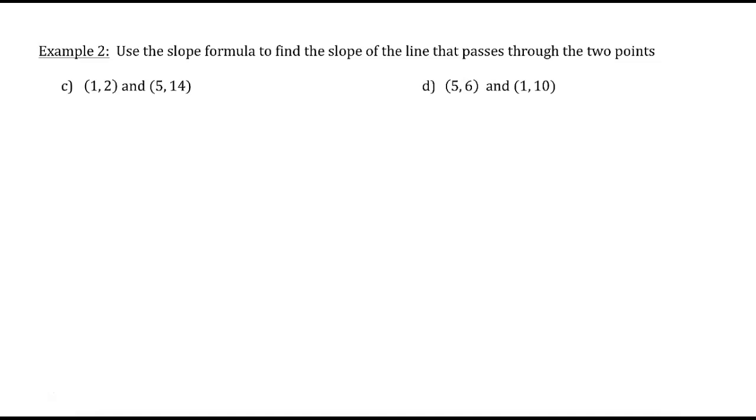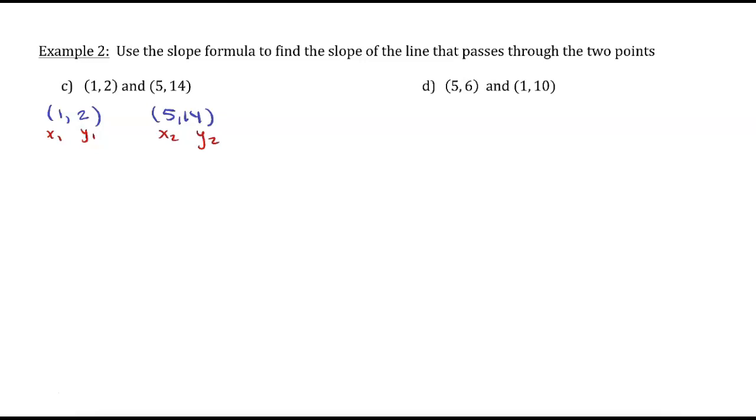In C, we first have the point 1, 2. Let's refer to this point as our x1, y1. Our second point is the point 5, 14. Let's refer to this point as x2, y2. It's important to note that we could totally switch this around and decide that 5, 14 is x1, y1 and 1, 2 is x2, y2. And we would still get the same result. What's important here is that you keep the order the same. Don't put x1 with y2 or x2 with y1.